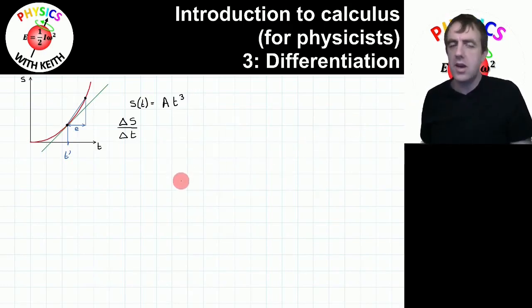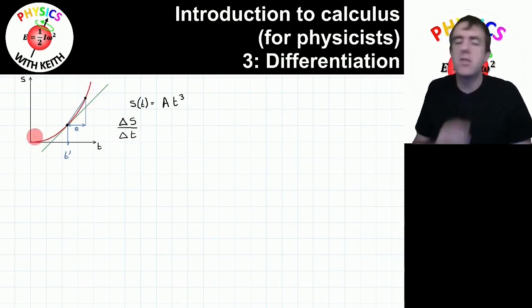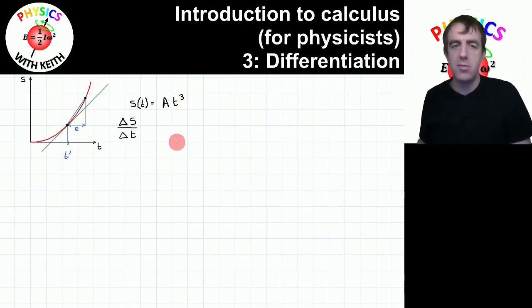So let's run through this again, but this time let's have the displacement described by this equation here. Displacement is a function of time, but that function is some constant times time cubed. If we want to know the velocity at time t prime, then we need to know the gradient of this tangent. I know this isn't a t cubed graph, but that doesn't matter. We use the same principles.